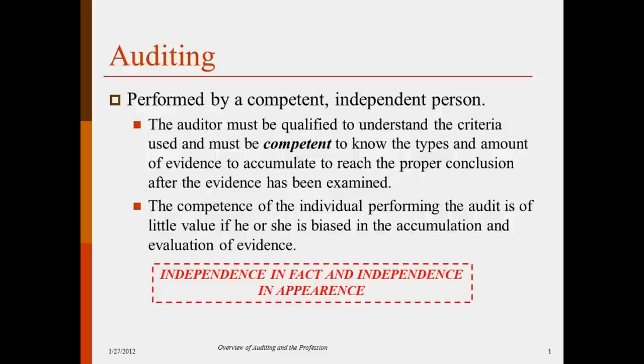So the auditor has to be qualified to understand the criteria used, must be competent to know the types and amount of evidence to accumulate, to reach the proper conclusion about the evidence that has been examined. So in other words, the auditor has to, and we're going to talk about professional skepticism today. And so it is important to understand what constitutes sufficient, appropriate evidence.